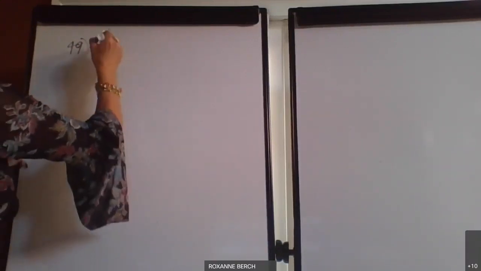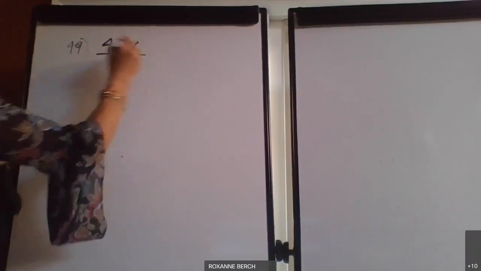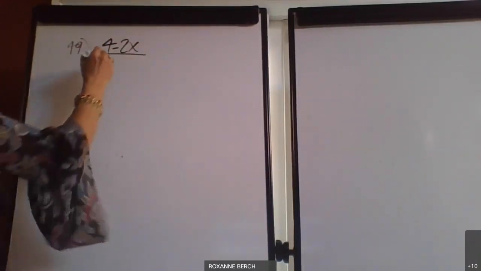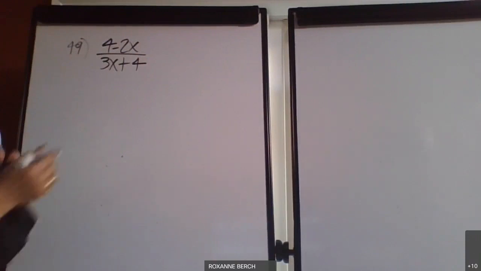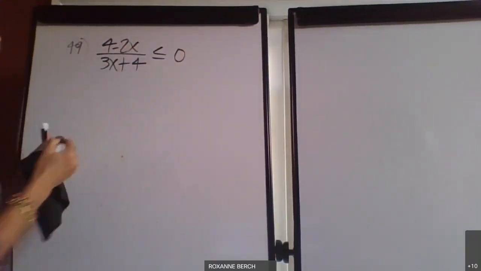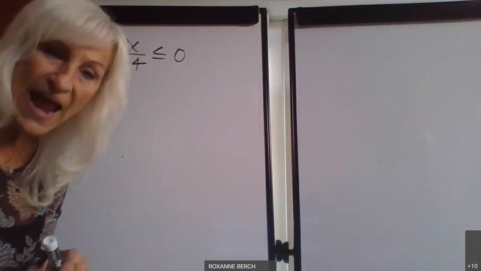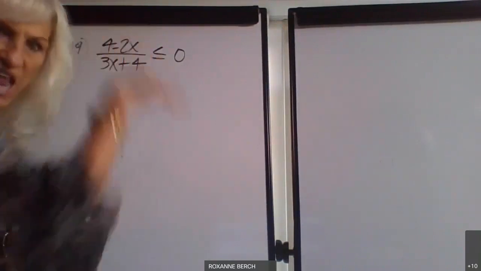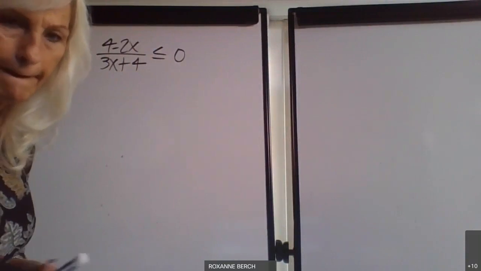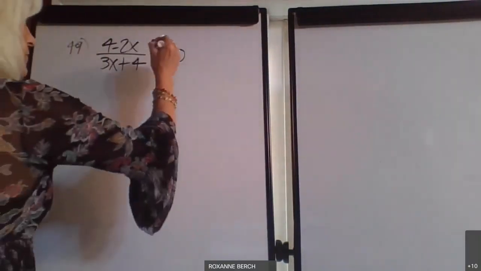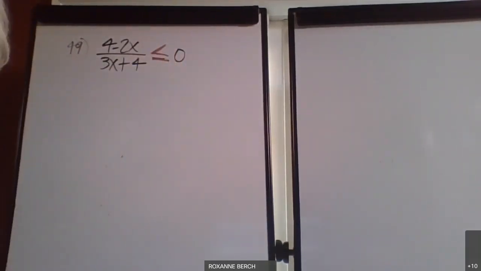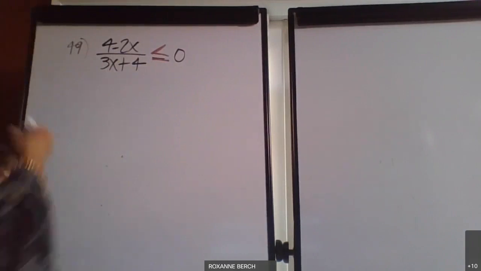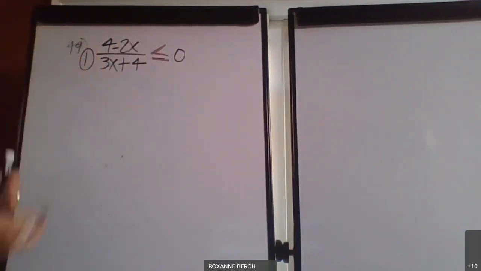All right. 49 is (4 minus 2x) divided by (3x plus 4). So this is rational because of the variable on the bottom. Less than or equal to 0. So that means that in the real graph, the solutions are going to be below the number line. Now, we don't have to do anything with setting it equal to 0 because that's done, right?